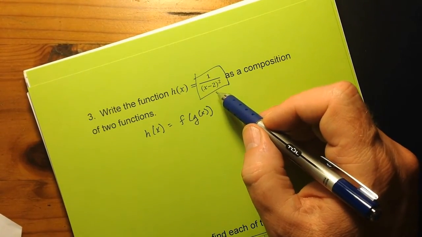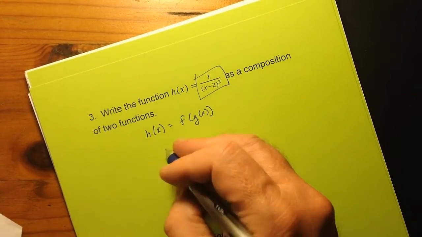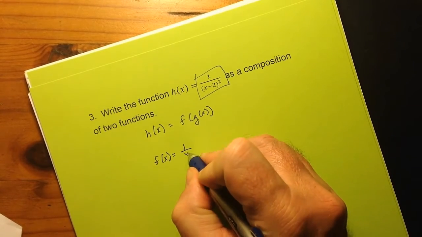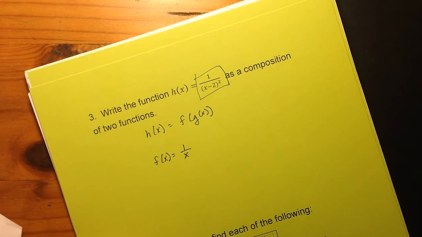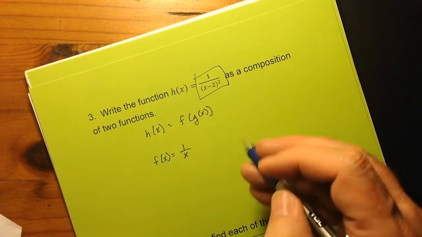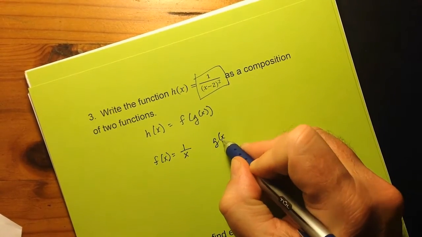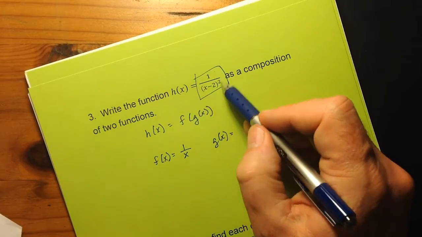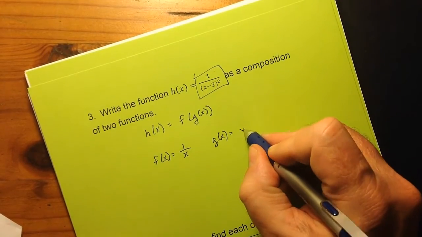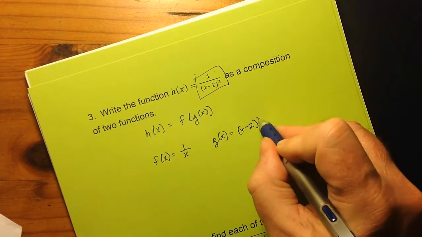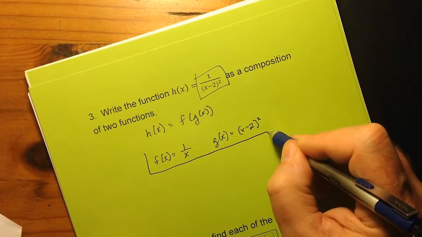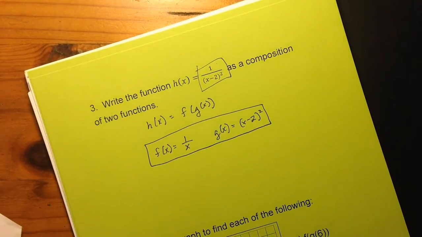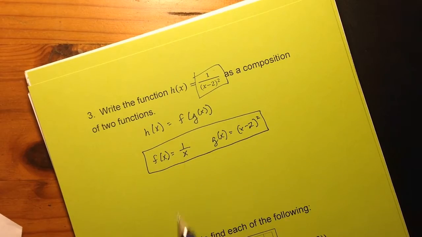So the way I can do this, I could say, for example, f of x equals 1 over x. Well then g of x, if g of x is going to plug into this x, and I want this to be the outcome, then g of x would have to be x minus 2 squared. So this is one way we could decompose h into two functions.